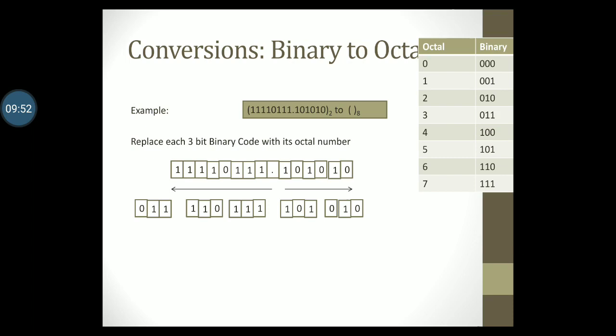Now, replace each group with the corresponding octal number. For 011 we get 3. For 110 we get 6. For 111 we get 7. The decimal point remains as it is. We get 5 for 101 and we get 2 for 010. Therefore, the octal number is 367.52.